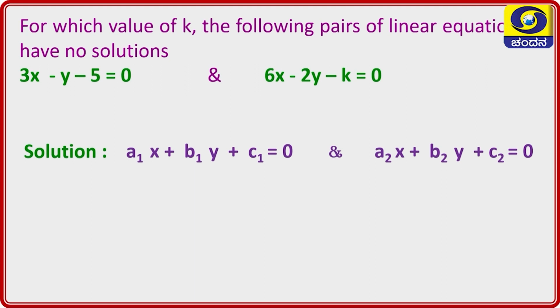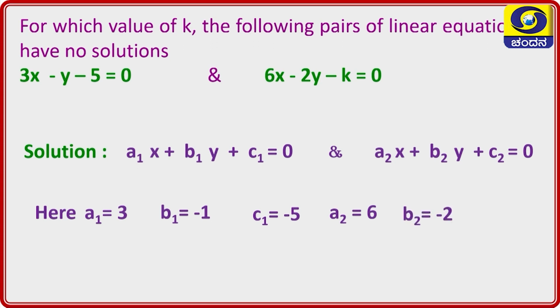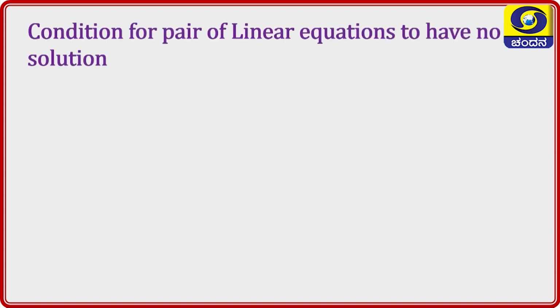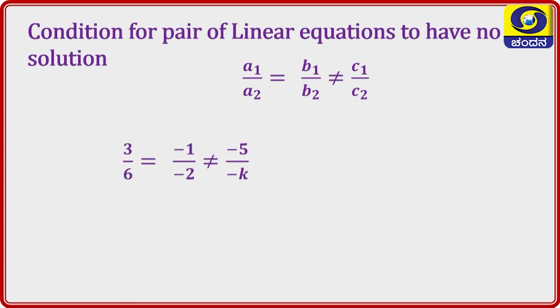a2x plus b2y plus c2 is equal to 0. Here the value of a1 is 3, value of b1 is minus 1, value of c1 is minus 5. Again, value of a2 is 6, value of b2 is minus 2, value of c2 is minus k. So now the condition for a pair of linear equations to have no solution. What is the condition? a1 by a2 is equal to b1 by b2, that is not equal to c1 by c2.